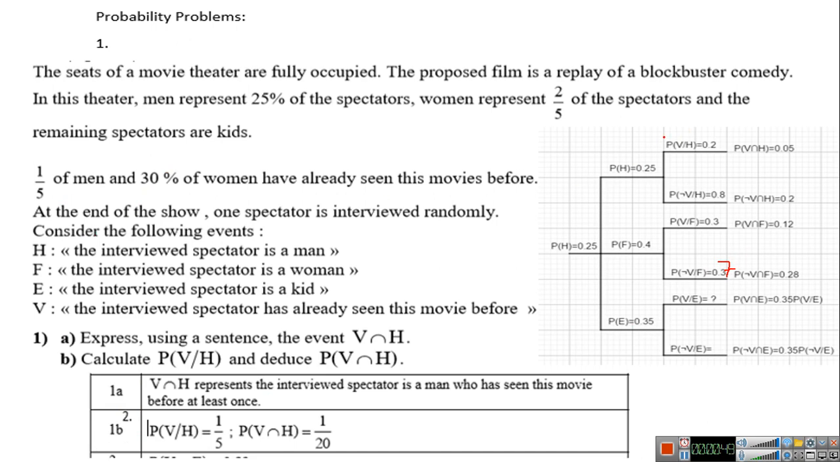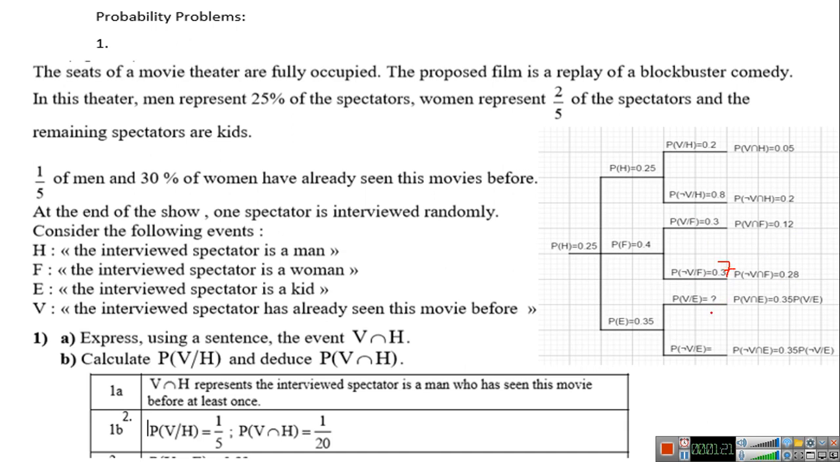1/5 of the men is H, on, because it's from French. Already seen the film. Seen, instead of S, it's V. Ils ont vu. This is in French. So complement, not seen, and man is 0.8, to fill the table. And woman, 30%. So P of seen knowing women is 0.3, not seen knowing women is 0.7.